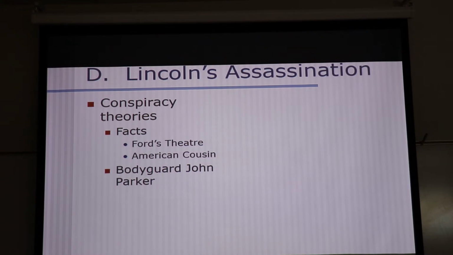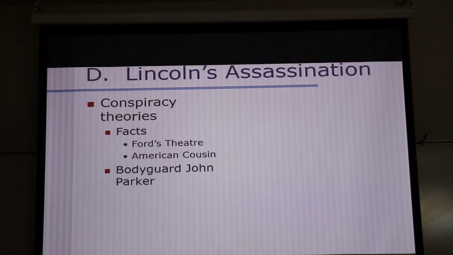Now, Lincoln's assassination. Well, guys, just like with Kennedy, there's tons of conspiracies about Abraham Lincoln and about who was responsible for his death. Some people thought it was bankers because the Confederate States weren't going to pay back their war debts. Other people thought it was the Catholic Church.